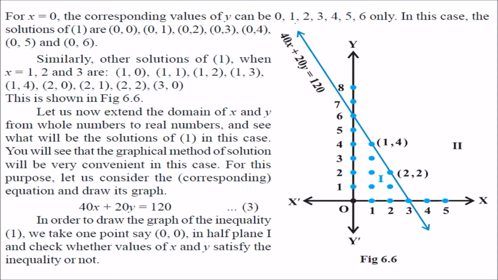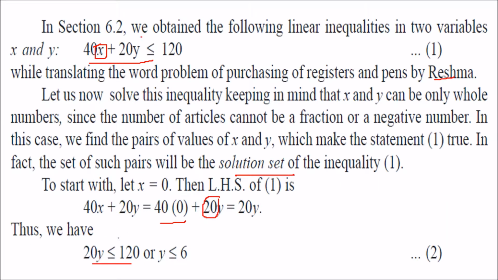So what are the values which are going to come if we consider the numbers non-fractional? It will be 0, 1, 2, 3, 4, 5, 6. So if we place x equal to 0, then (0, 0), (0, 1), (0, 2), (0, 3), (0, 4), (0, 5) and (0, 6) are all solutions. And the other solutions, when we place x equal to 1, x equal to 2, x equal to 3, will be (1, 0), (1, 1), (1, 2), (1, 3), (1, 4), (2, 0).